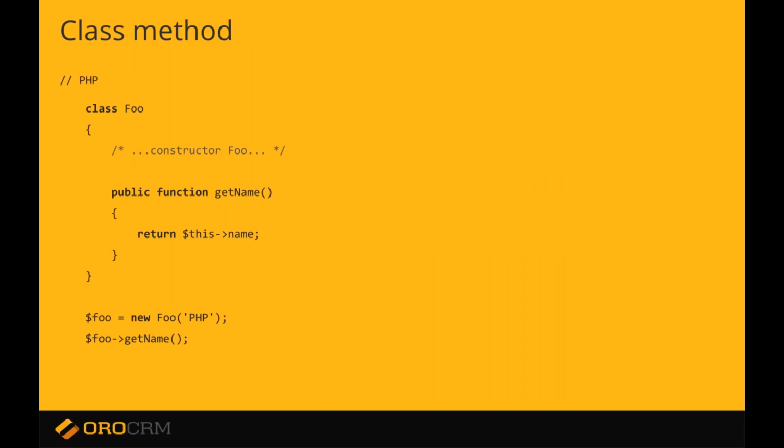Let's add some custom method to the class. In PHP, it's also quite well known. We have to define a public method, getName for example, and provide the logic for the method. This method will return the name. After that, we can invoke the method getName on the instance and get the name which we put into the constructor.